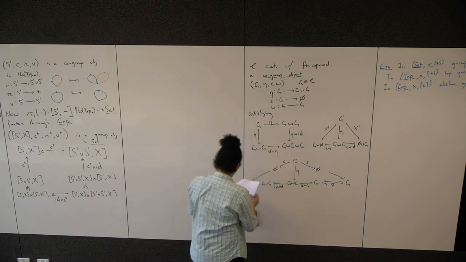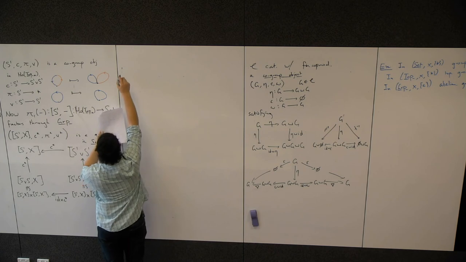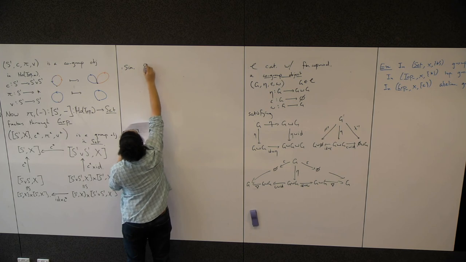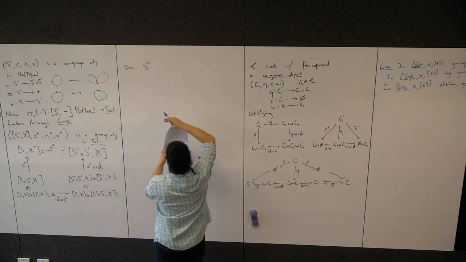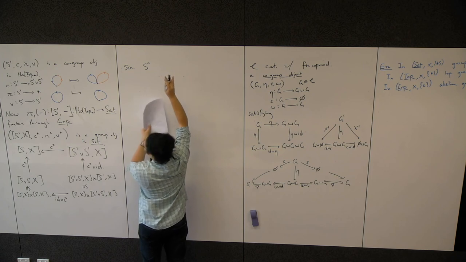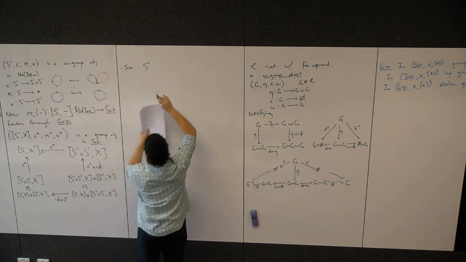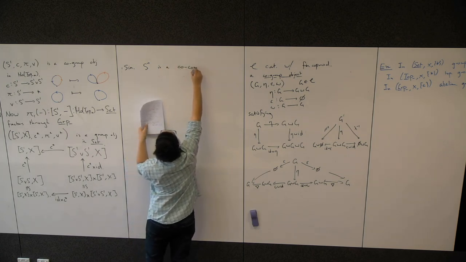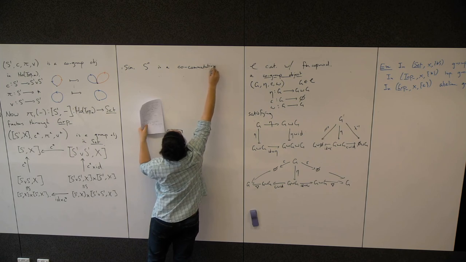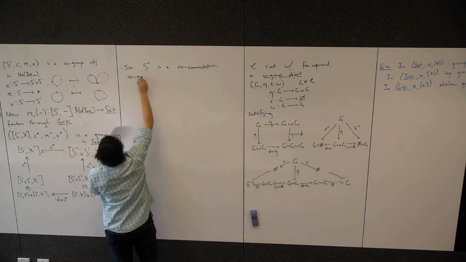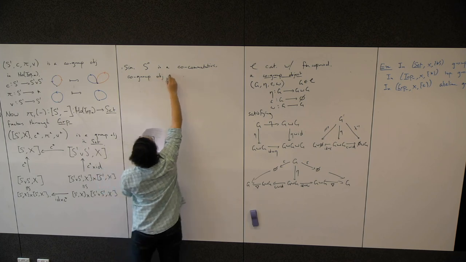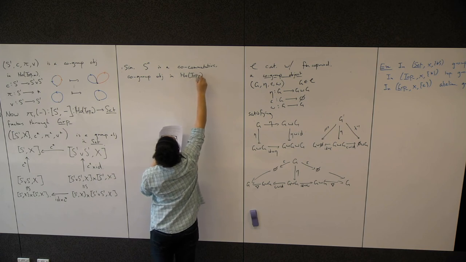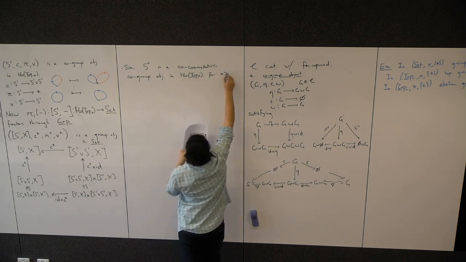Okay, so the last thing I wanted to say was similarly, if you take Sn, and I'm not going to say what the maps are, because I don't know off the top of my head, although they shouldn't be too hard to say. Anyway. Similarly, Sn is a cogroup object in the homotopy category of pointed topological spaces for n greater than or equal to 2.